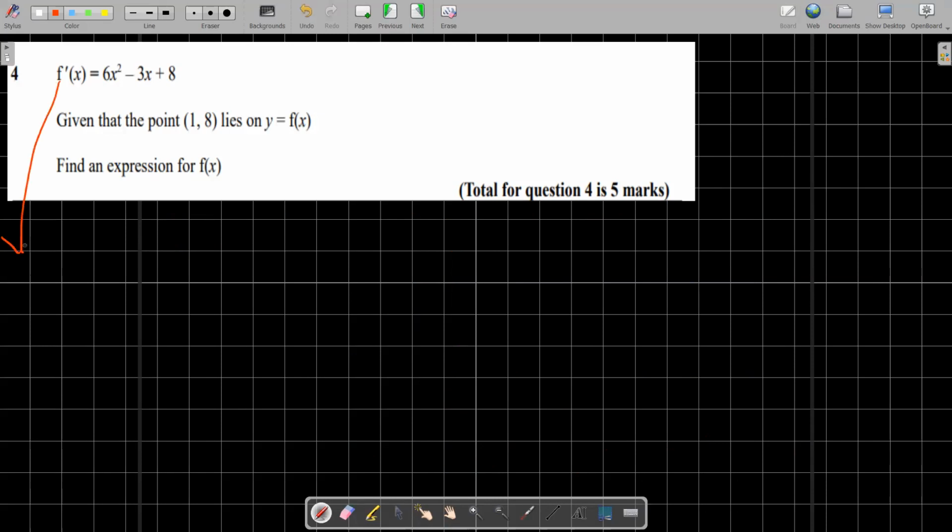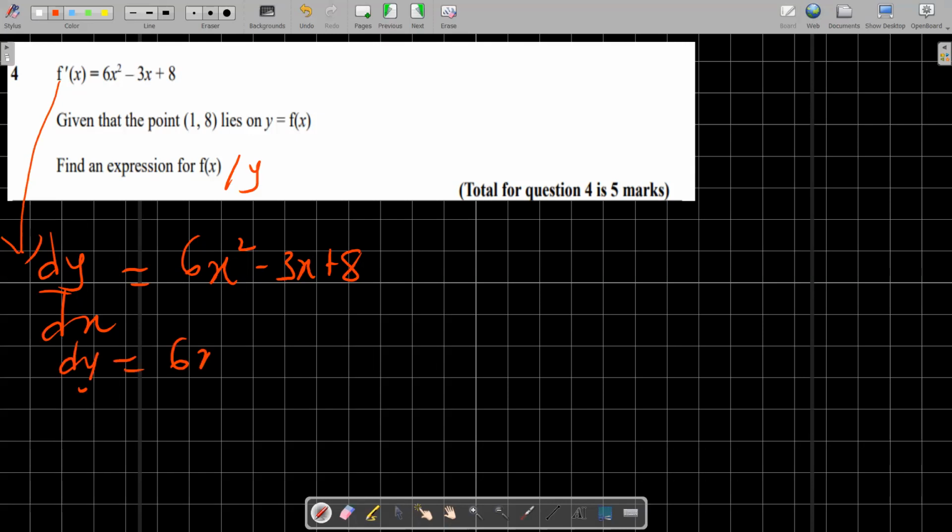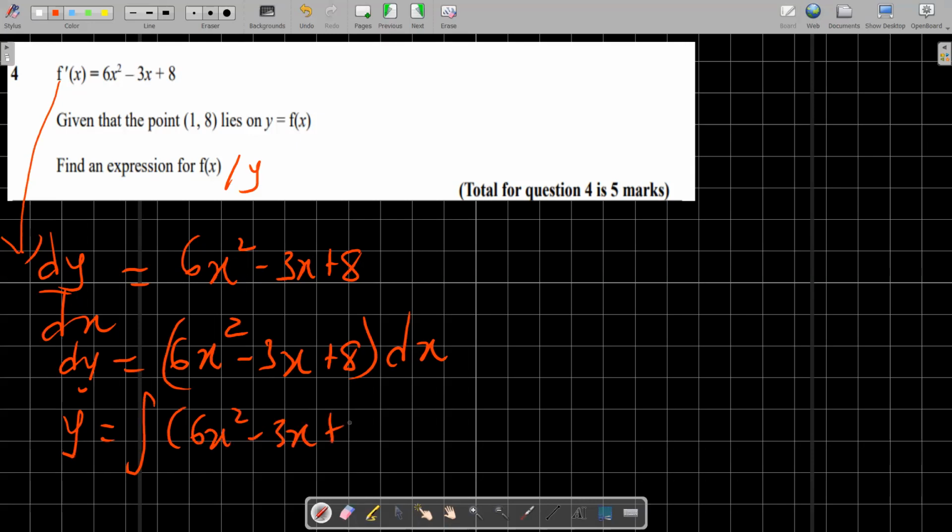This simply means dy dx equals 6x squared minus 3x plus 8. For us to find an expression for f of x, it means that we need to find y. So f of x, or you find y. Cross multiplying, you have that dy equals 6x squared minus 3x plus 8 multiplied by dx. So for me to find my y will be exactly the integral of 6x squared minus 3x plus 8 dx. So at this point, you need to integrate this.